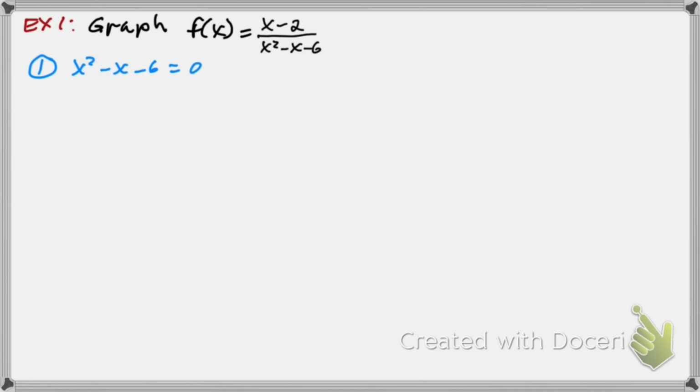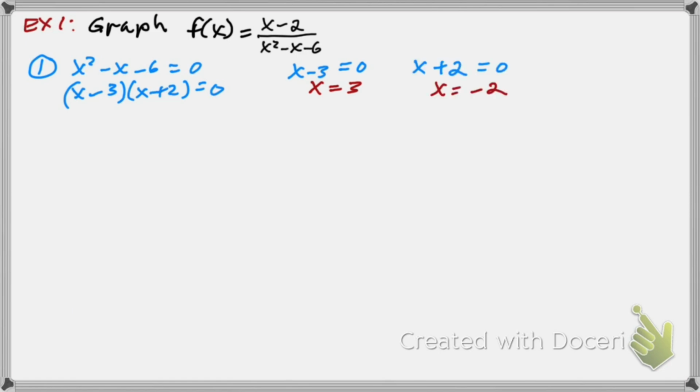So I take my denominator, I set it to 0. Then I have to factor it so that I can figure out where the x's are. It factors like this. So I set each one of those to 0. So I'm getting x equals 3. I set x plus 2 to 0, and I get x equals minus 2. From what we talked about yesterday, you know that you've got vertical asymptotes at x equals minus 2 and x equals 3. That's step 1.